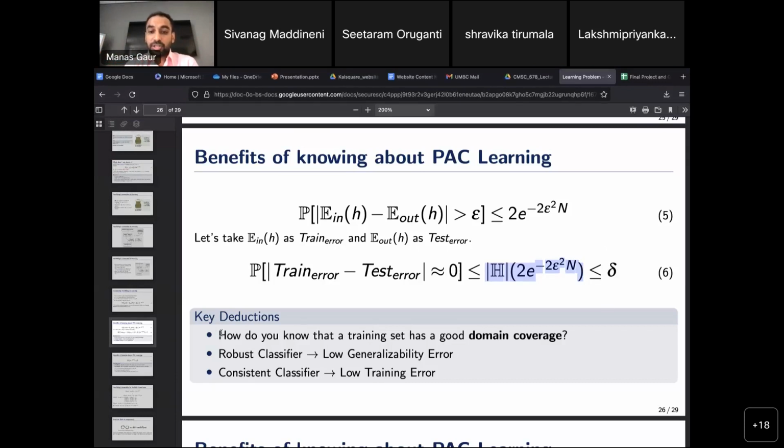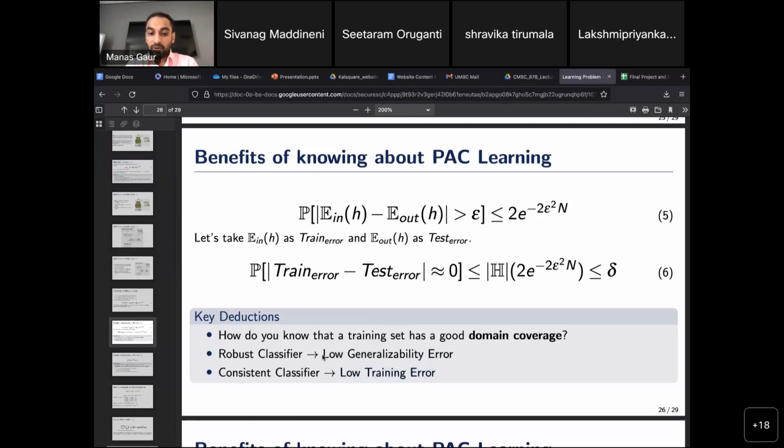Now there are three questions that you guys have to think through, and I would appreciate it if this were part of your final project as well. How do you know that the training set in your final project has good domain coverage? Does it really relate to the domain that you are working with? Is your final model robust? That means, can you say that it has a low generalizability error? Low generalizability error means that among the different hypotheses and parameters that you have tested, this is the best possible model that you have come up with. The last one is a low training error.